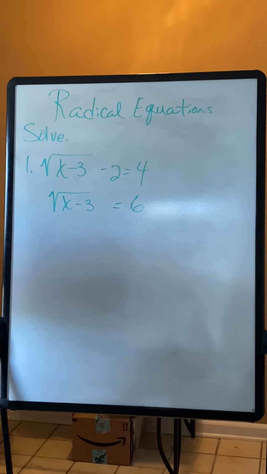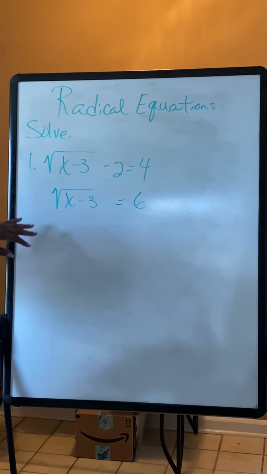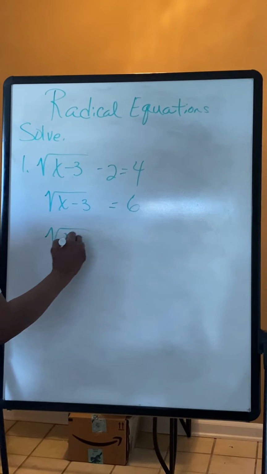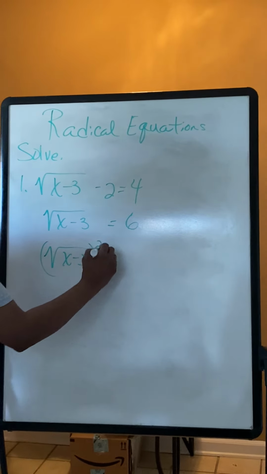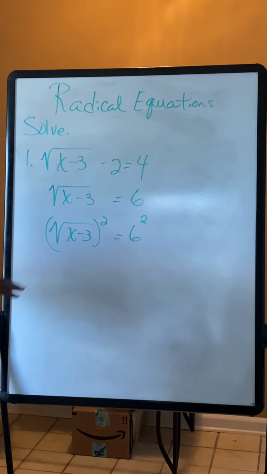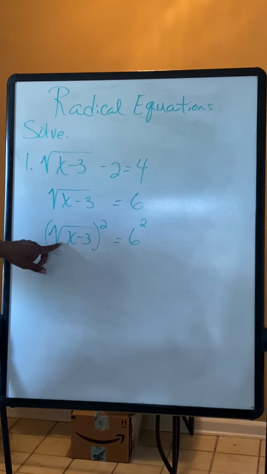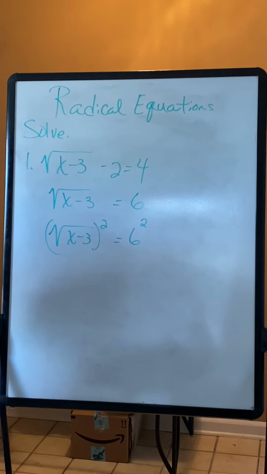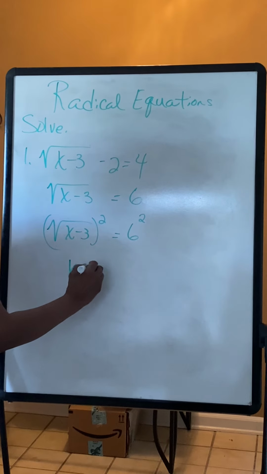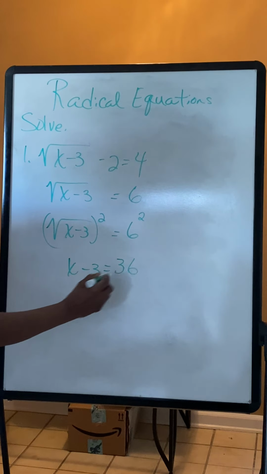The next step would be to eliminate this radical symbol. In order to eliminate the radical symbol, I'm going to square both sides. And if you recall from a previous lesson, if I square a radical, I get the radicand. The radicand is the information under the radical symbol. So when I square this radical, I will get x minus 3. Square the other side, I get 36.